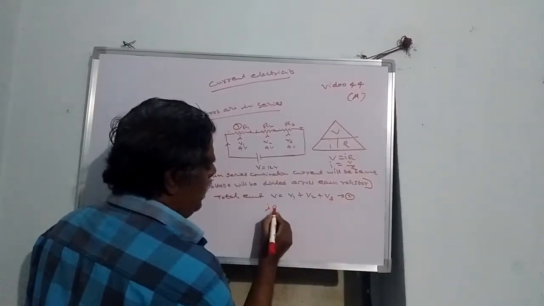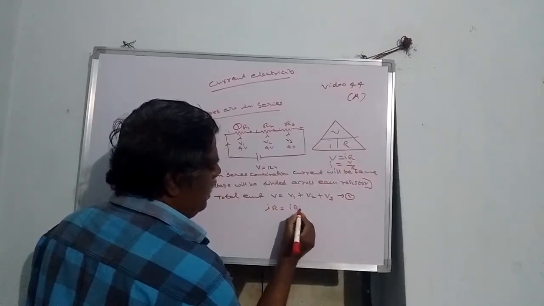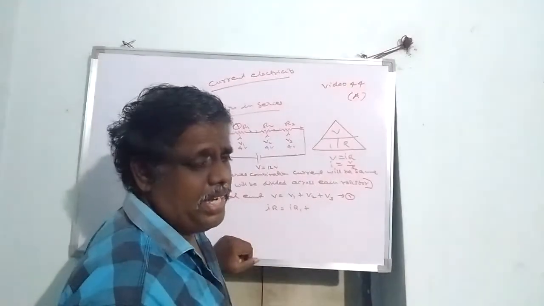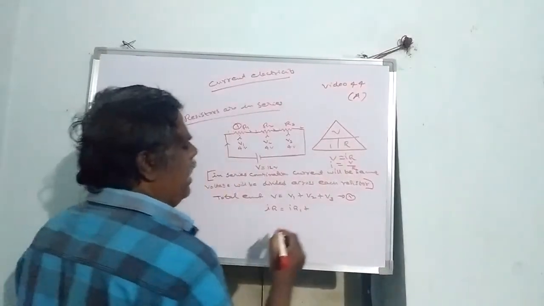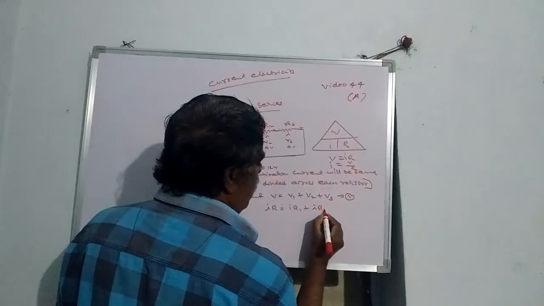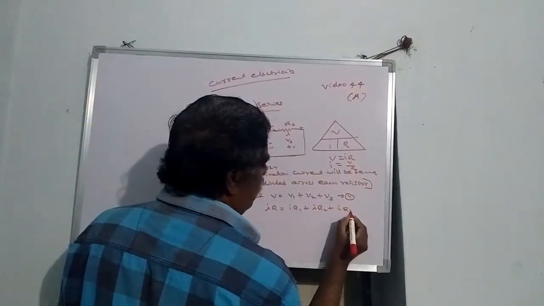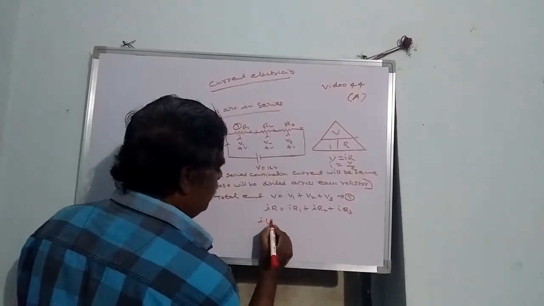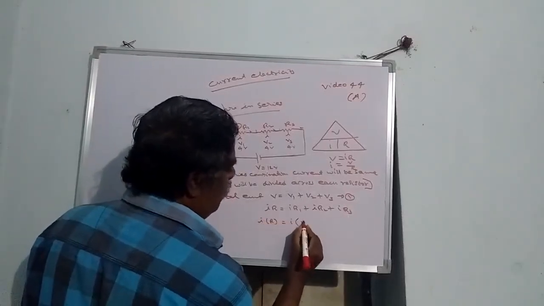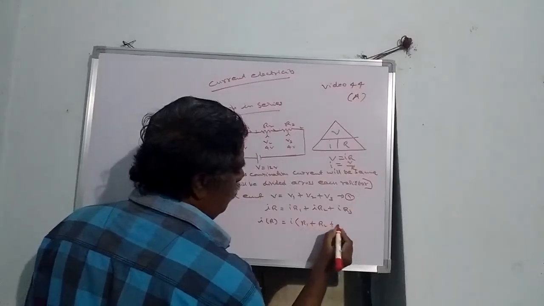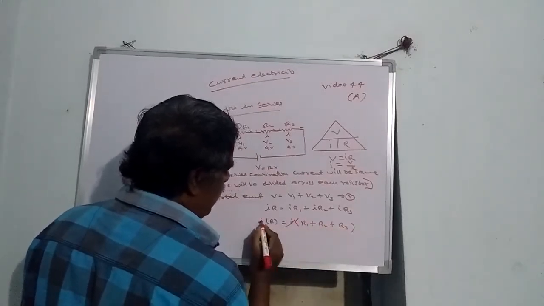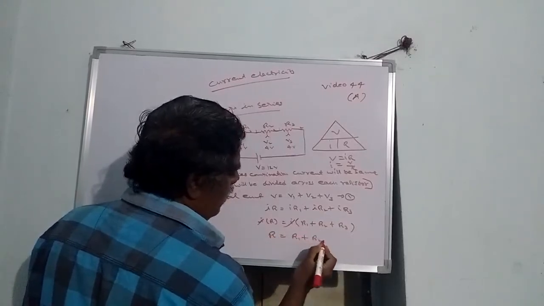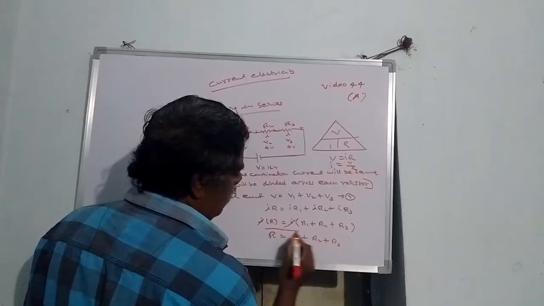So V equal to IR, V1 equal to IR1, because the current will be the same across each resistor in series combination. V2 equal to IR2 and V3 equal to IR3. Take I out as common on the other side, then it becomes I into R1 plus R2 plus R3. I cancels, then R is equal to R1 plus R2 plus R3.